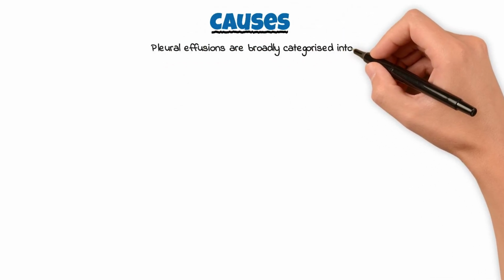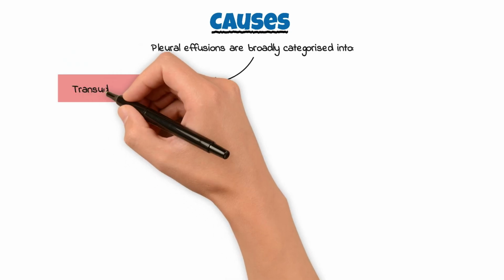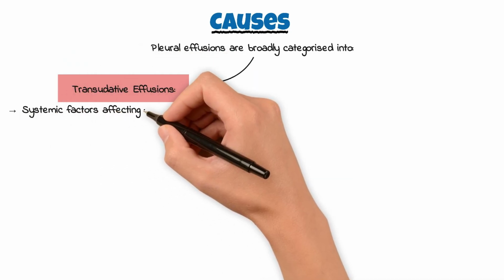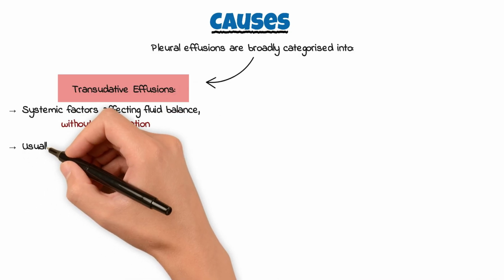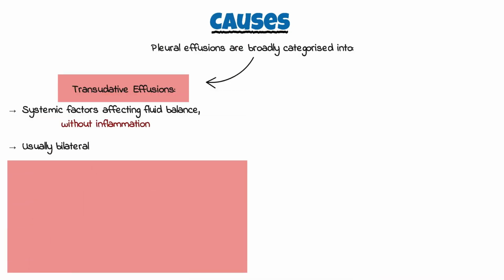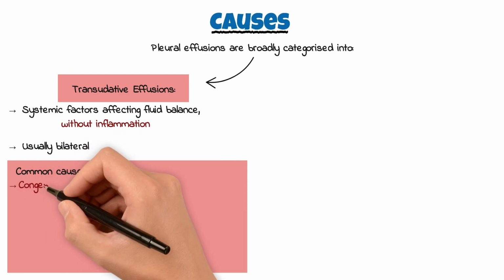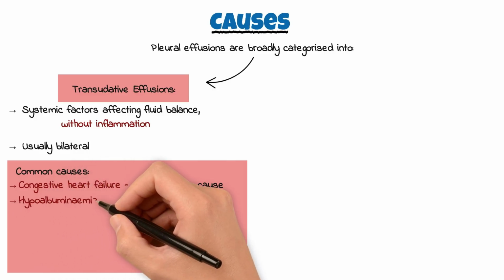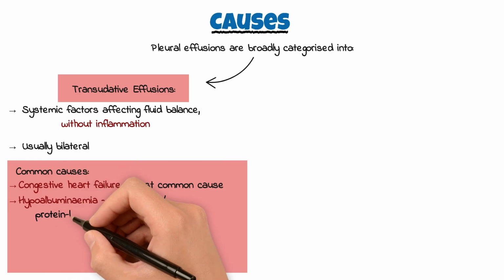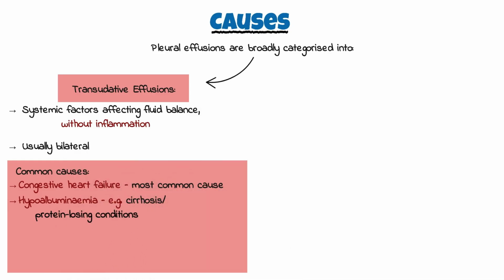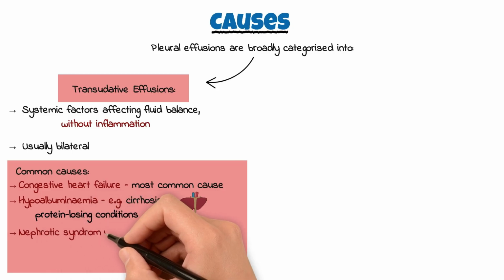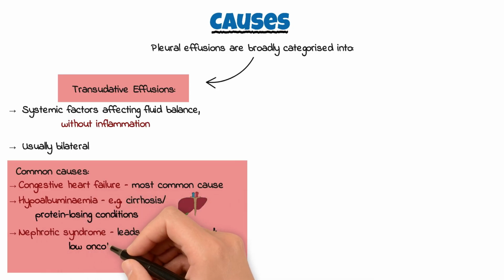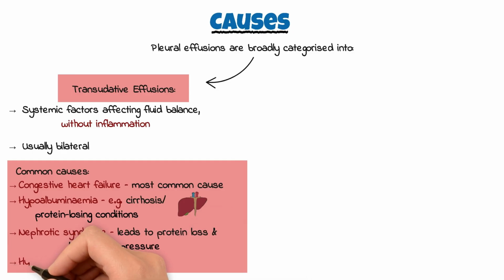Causes. Pleural effusions are broadly categorized into transudative effusions. These result from systemic factors affecting fluid balance without inflammation. They are usually bilateral. Common causes include congestive cardiac failure, the most common cause, hypoalbuminemia, for example in cirrhosis or protein-losing conditions, nephrotic syndrome, which leads to protein loss and low oncotic pressure, and hypothyroidism, which is less common.